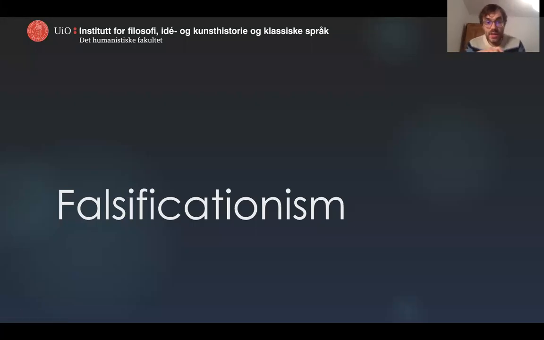Okay, so then we'll get to another view of what distinguishes science from pseudoscience that has been extremely popular, and some of you might have heard of it. That theory is called falsificationism, because the idea is that what distinguishes science is that its theories can be falsified.